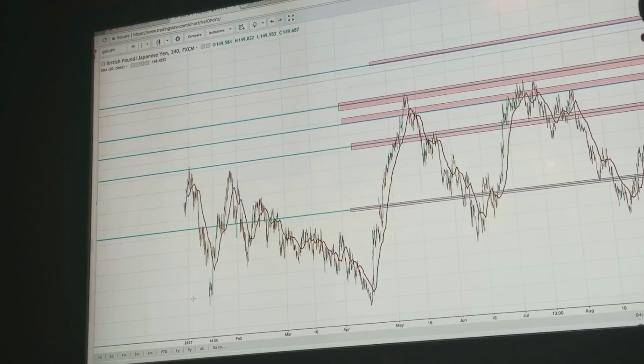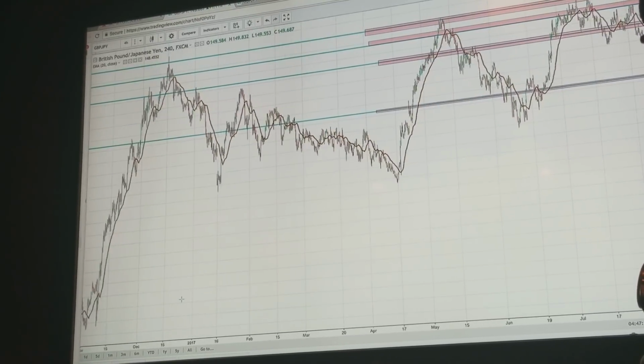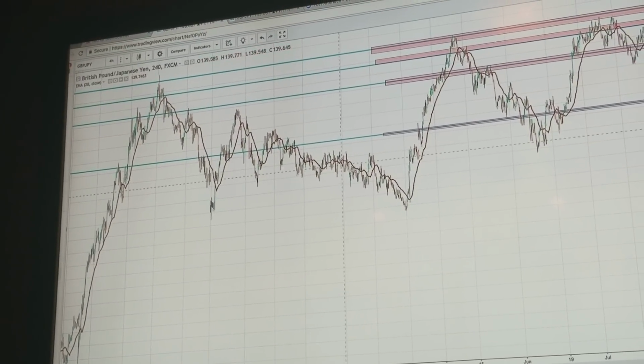You also gotta know the difference between markets that are trending and non-trending. This to me is like disgusting.